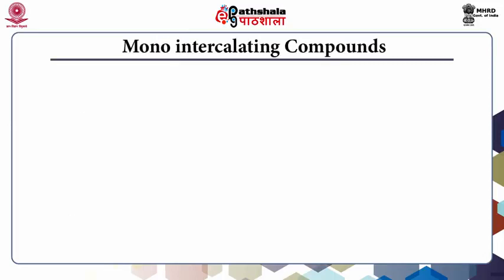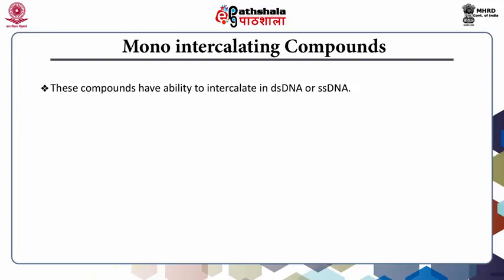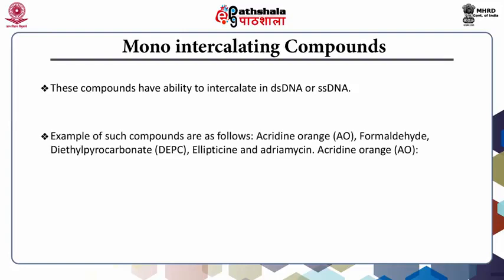Mono intercalating compounds have the ability to intercalate both double stranded DNA and single stranded DNA. Examples of this class are acridine orange, formaldehyde, diethyl pyrocarbonate, ellipticine, adriamycin. All these are called mono intercalating compounds.